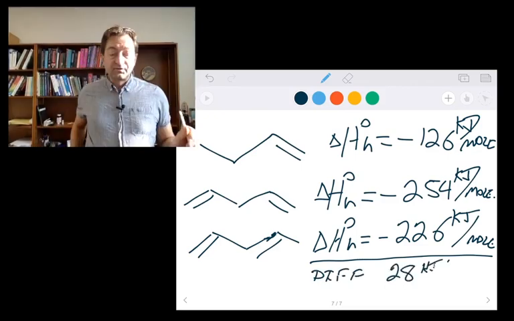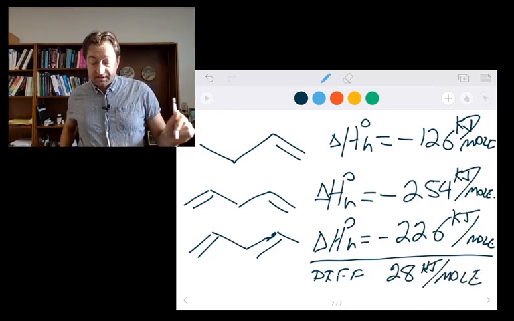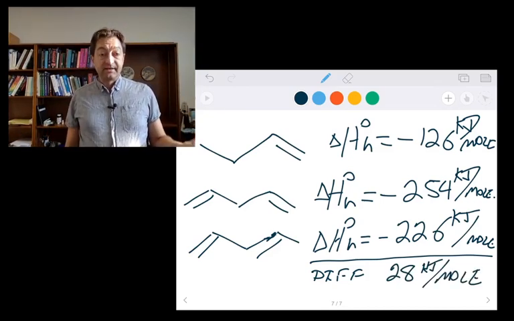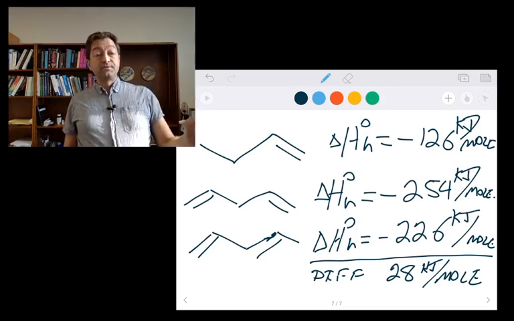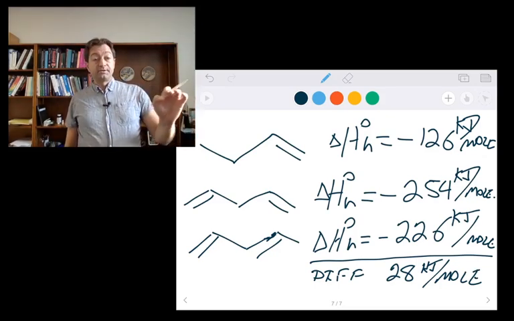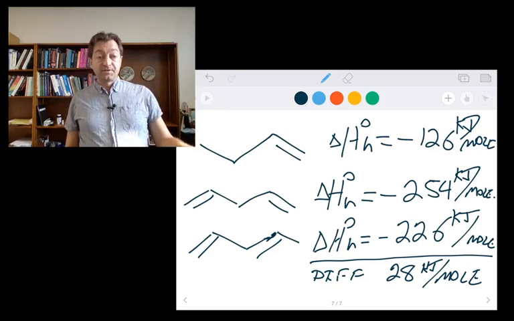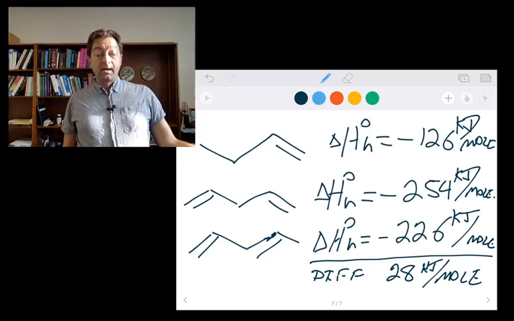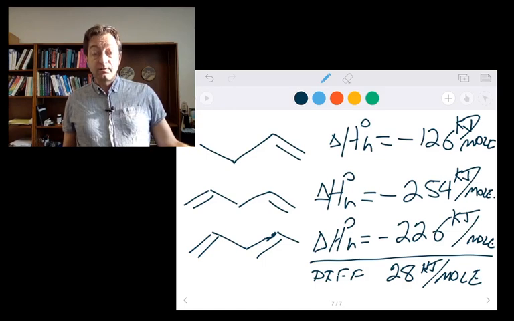That's a difference of 28 kilojoules per mole there. Okay, 28 kilojoules per mole. So look at what we're observing here. We go from one double bond to two double bonds in the first system. We roughly double the heat of hydrogenation that we observe.